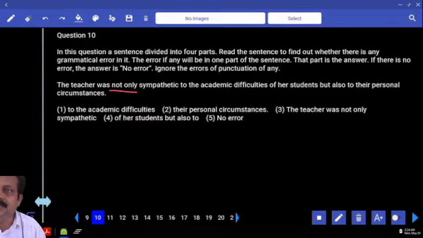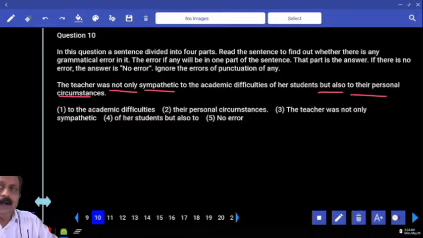First you underline not only. What is the word you see? Sympathetic, underline that. Then you underline but also. What do you see? Underline the phrase to their personal circumstances. Are they one and the same or different grammatical units? Then right or wrong? Wrong. How do you correct this one? Shift the word sympathetic this side. The teacher was sympathetic. Please do that.